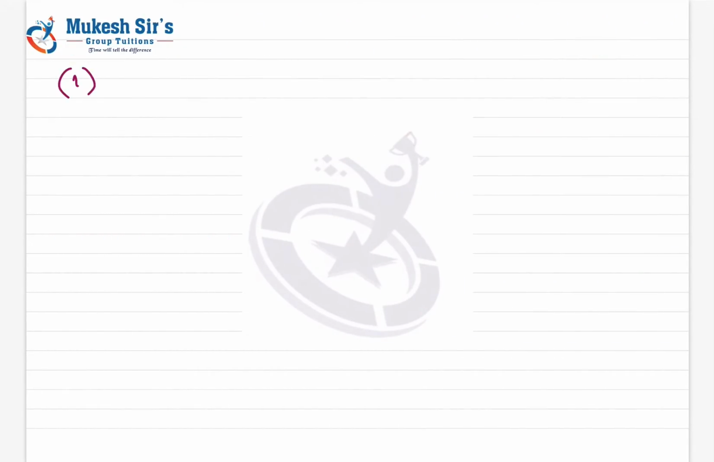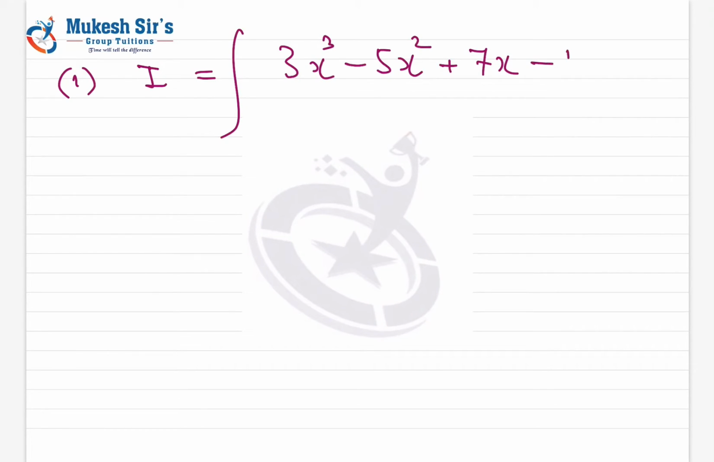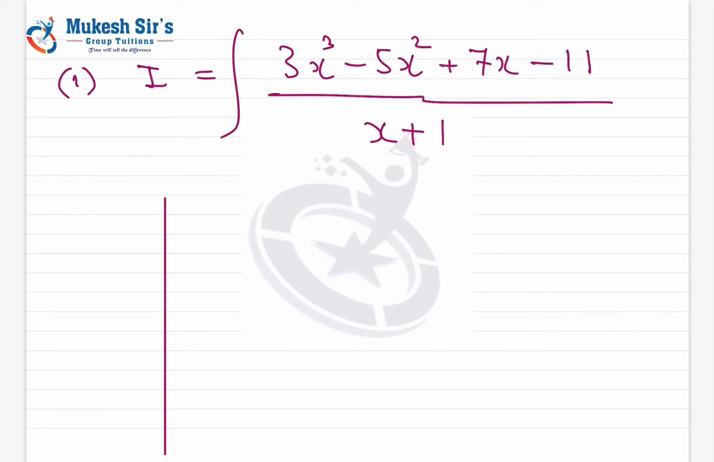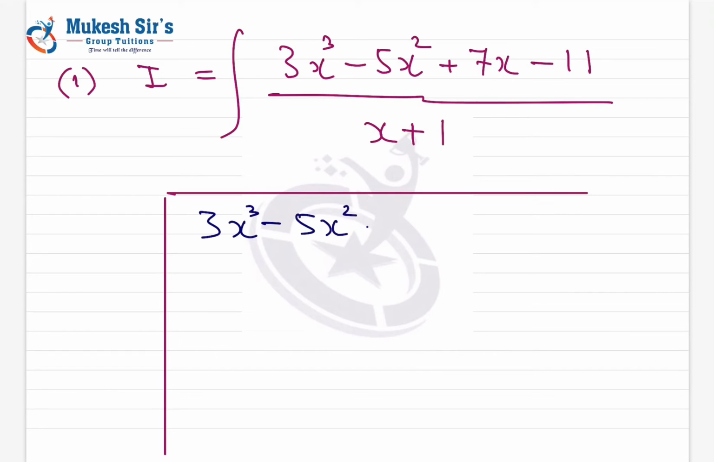The first example here, suppose you have integration of 3x cube minus 5x square plus 7x minus 11 the whole divided by x plus 1. So here you have the degree of numerator is 3 and the degree of denominator is 1. So you have to actually divide them now. So I actually divide the numerator upon denominator. So that's 3x cube minus 5x square plus 7x minus 11 divided by x plus 1.